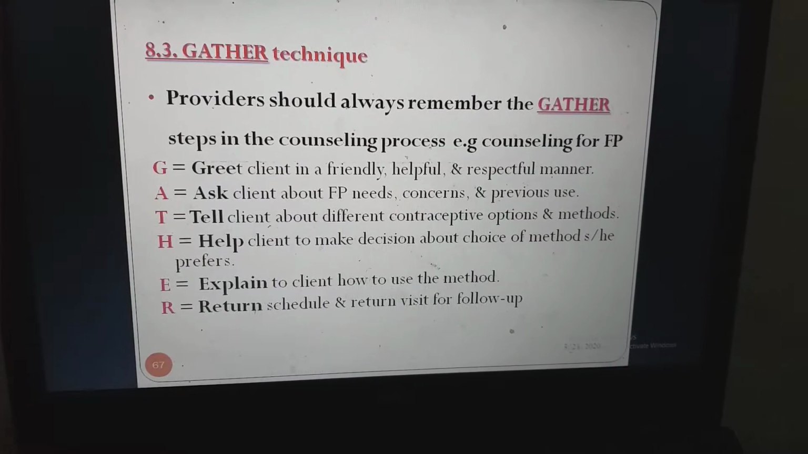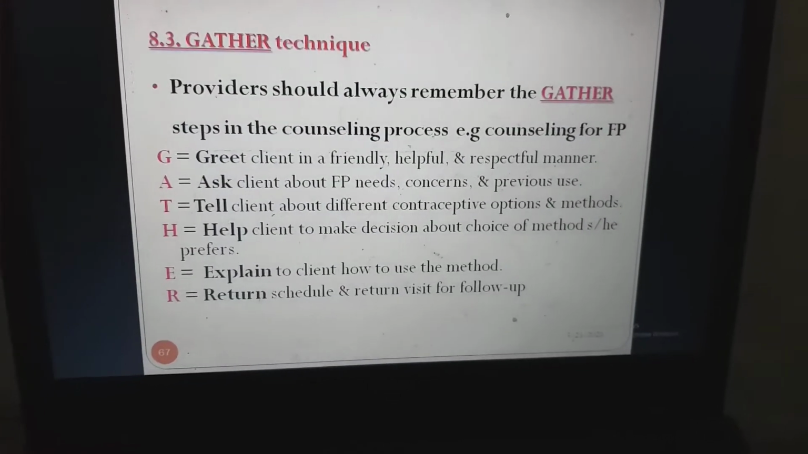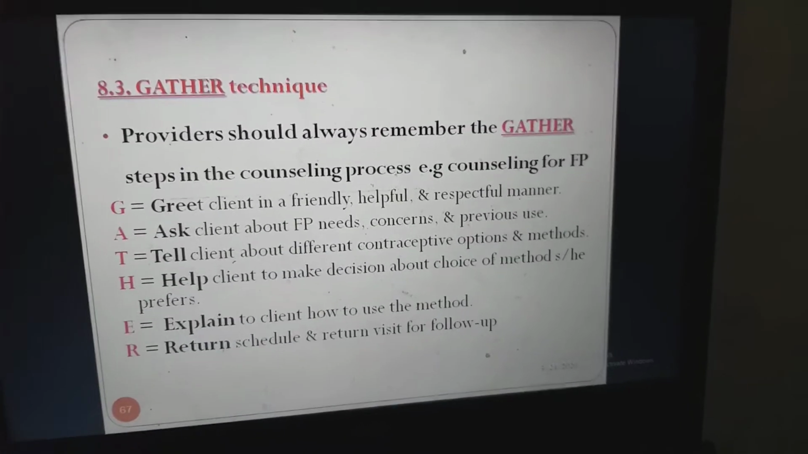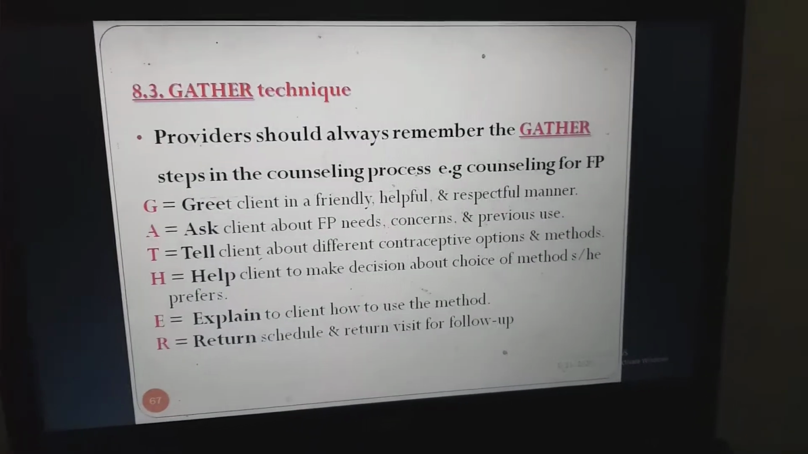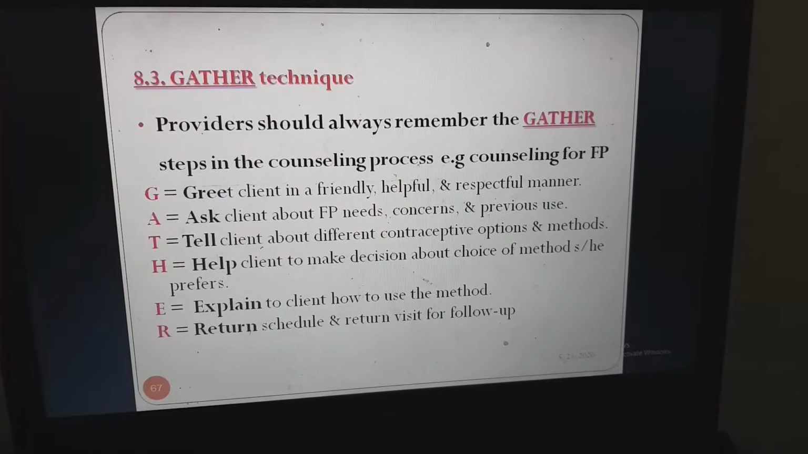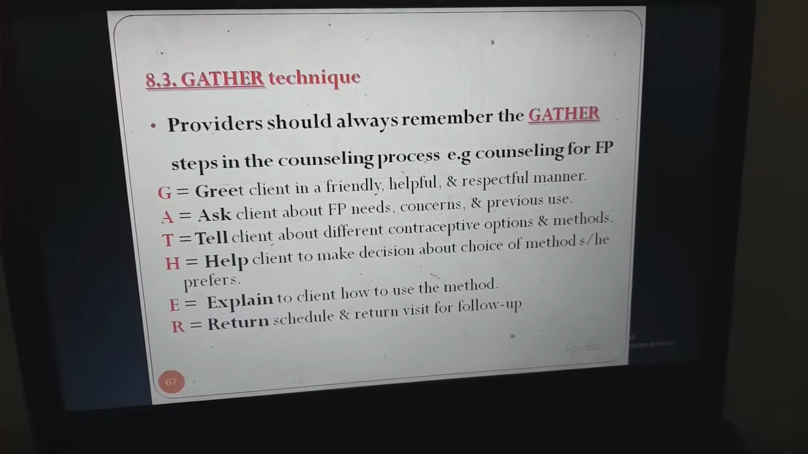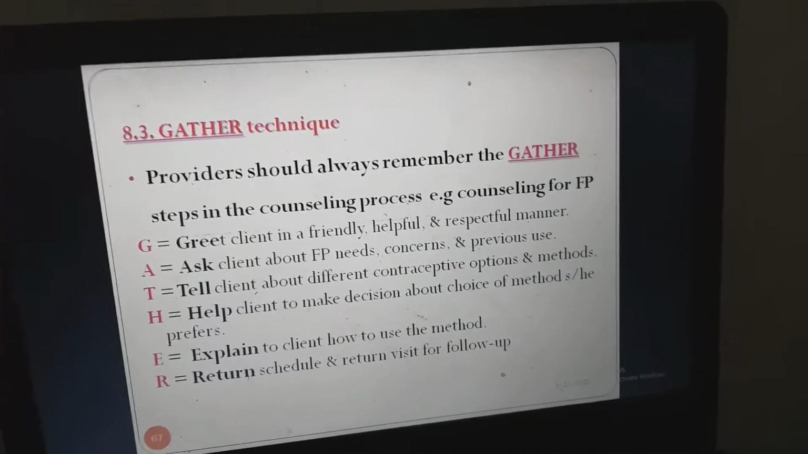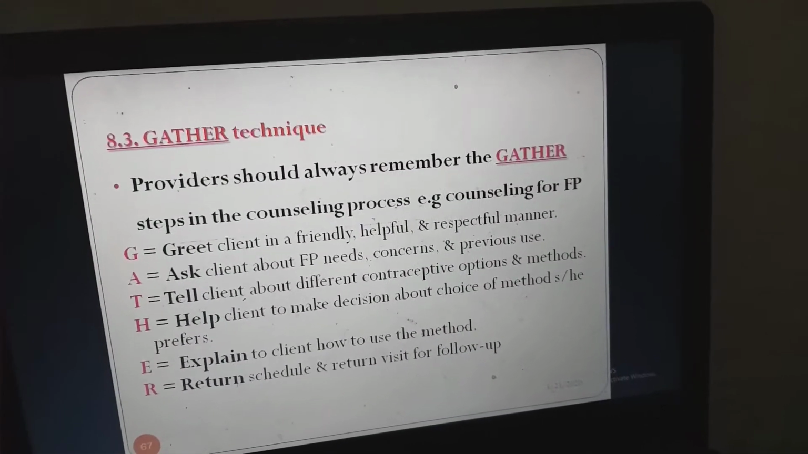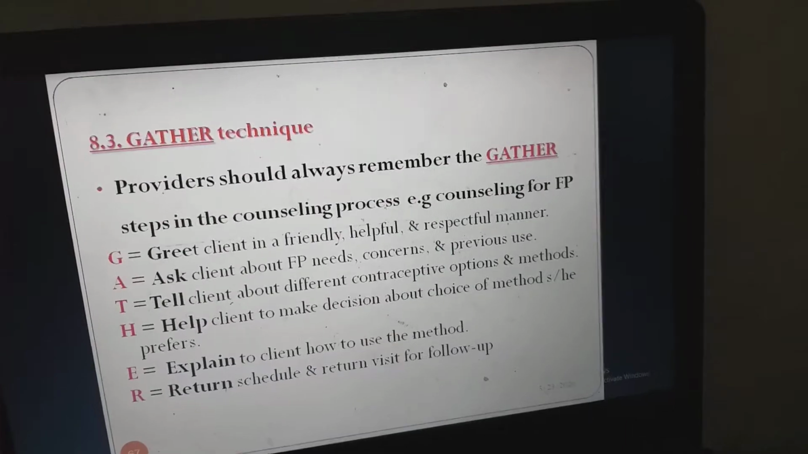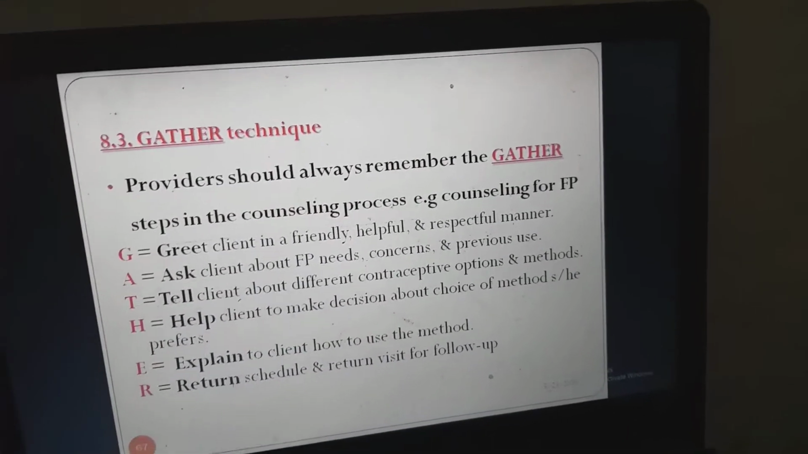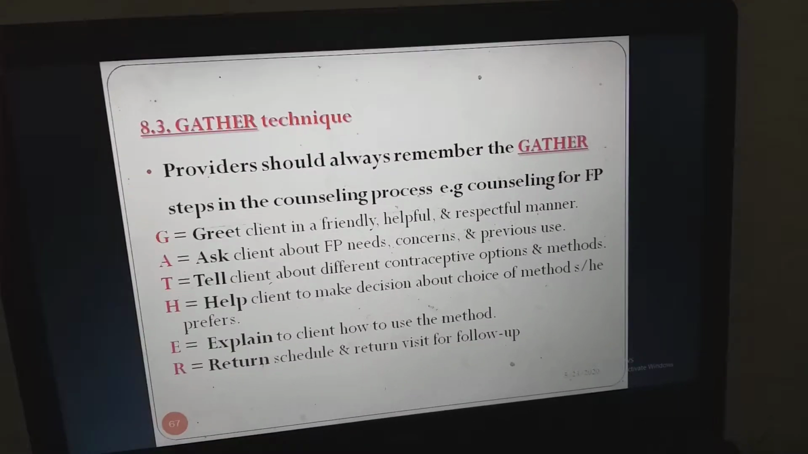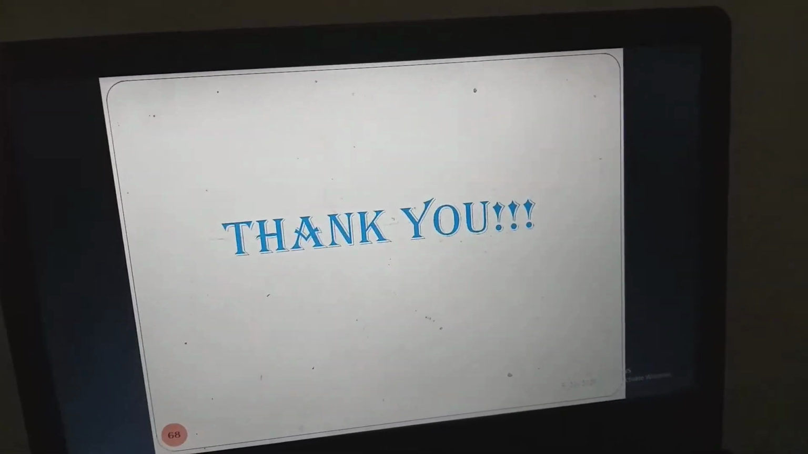E means explain to the client how to use the method. Once they select, explain to them, this you are going to use like this, like this, like this. The last one is R, return. Schedule a return visit for follow-up. Inform them. Some of them are maybe for 3 months, some are for 5 months. It can be for a year again, for 3 years, like that. So inform them on which days they should return. This is what we call the GATHER technique.